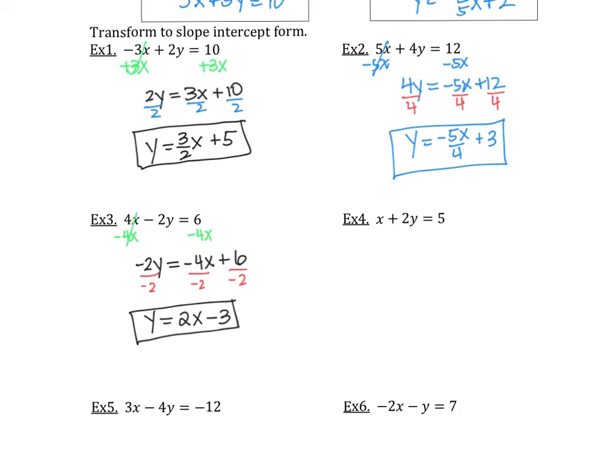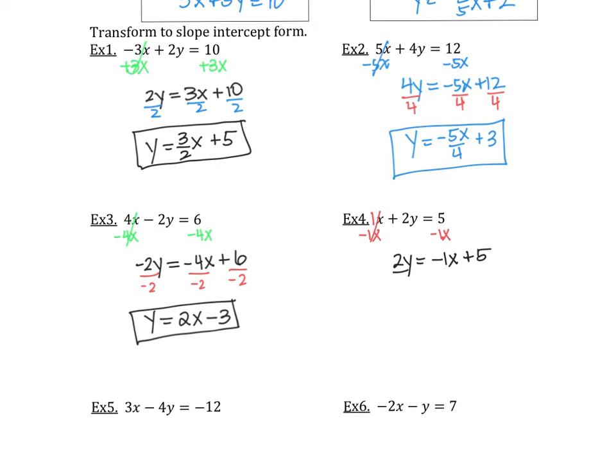Okay, example 4, x plus 2y equals 5. But I'm thinking in my head that since that's an x, that's really a 1x. Okay, I want to cancel the x term first, so since that's a positive 1x, I'm going to minus the 1x. Okay, let me bring down, that is a positive 2y. Okay, and I'm going to put the negative 1x first and the positive 5 second.